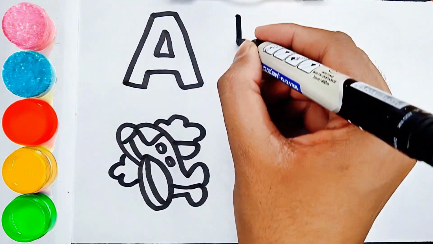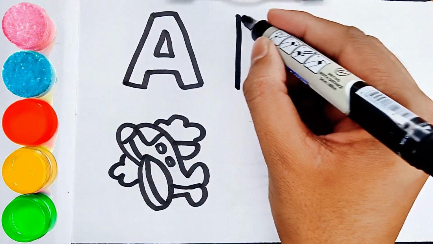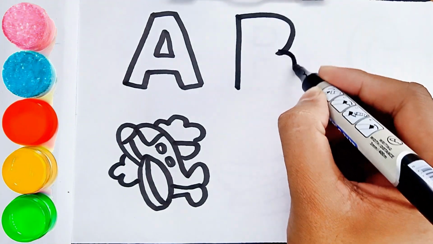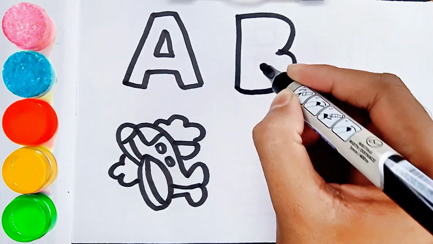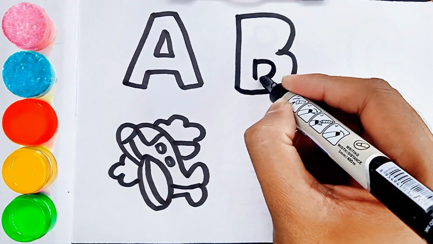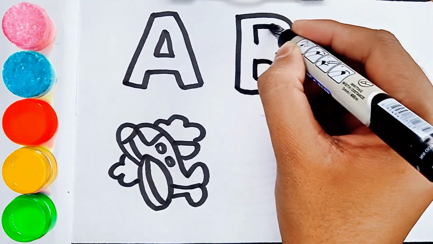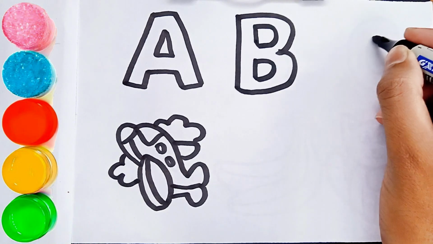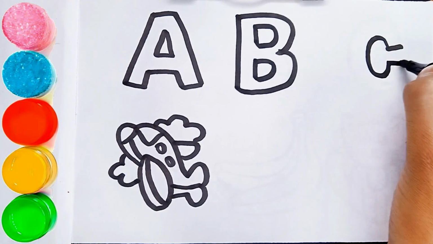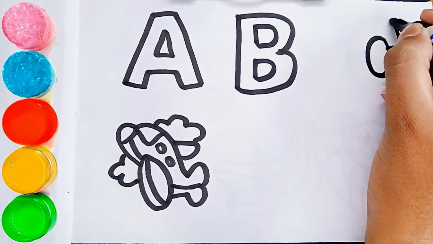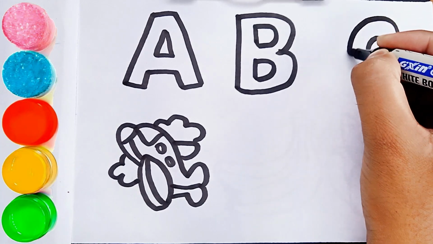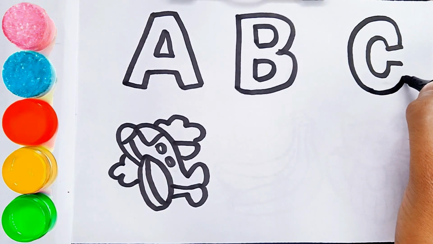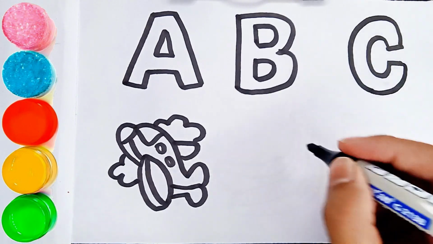Now I am drawing letter B. B is for banana. B is for ball. B is for bat. B is for bike. Now I am drawing letter C. C is for cat. C is for car.